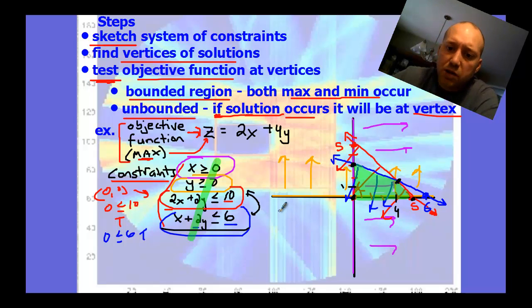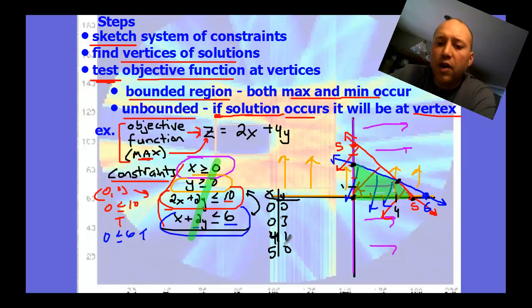So let's write down the possible solutions. We have the solution 0, 0. So we have like an xy table we can make here. We can do 0, 3. We can do the 4, 1. Or we can do the 5, 0. These are the 4 vertices of this bounded region.